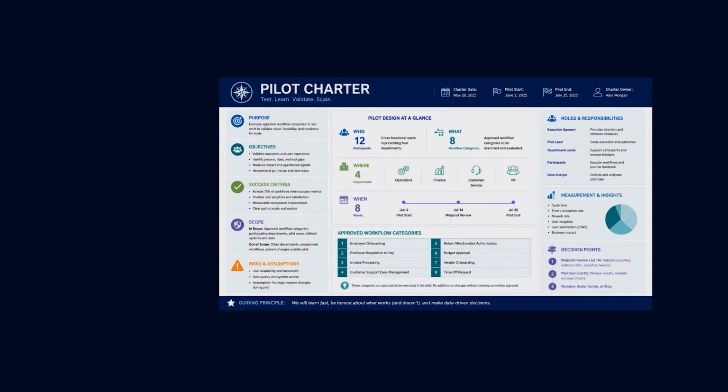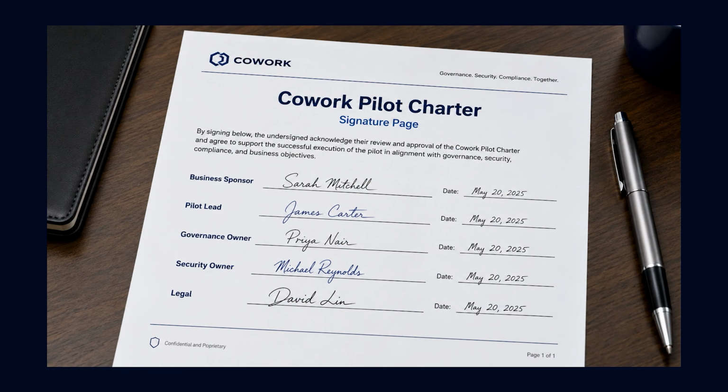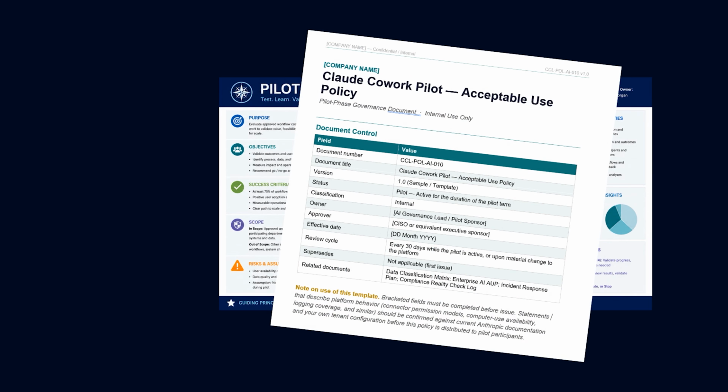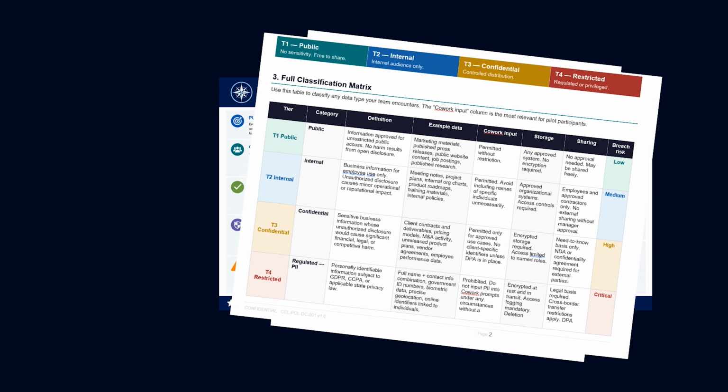The pilot charter from Episode 1, signed by the business sponsor, pilot lead, governance owner, security owner, and legal or compliance owner before week 1. The pilot phase acceptable use policy, with the 6 required components addressed and signed by every participant before access provisioning. The data classification matrix, mapping the organization's classification scheme to permitted Cowork usage.